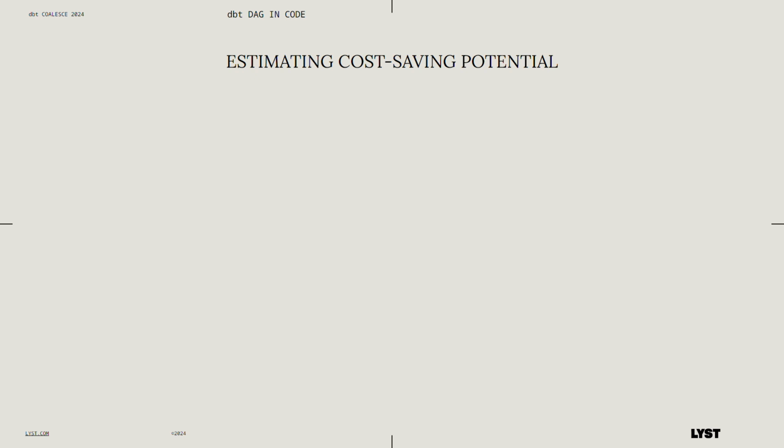So now that we have the DAG as a table, the next thing was to estimate the cost-saving potential by calculating how much we could save from dbt production runs when we actually stop running these models. So the first thing we needed was to calculate cost per query.